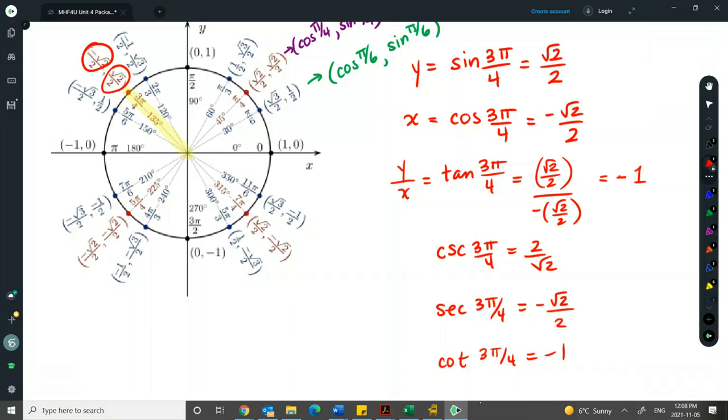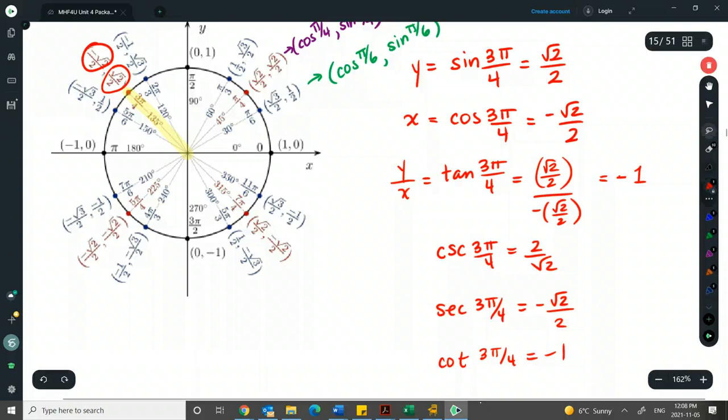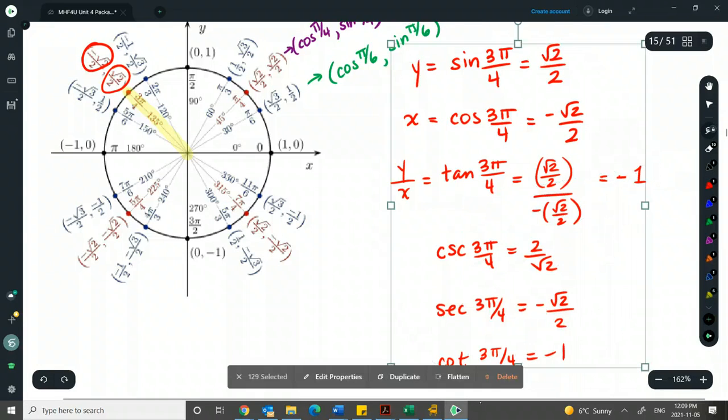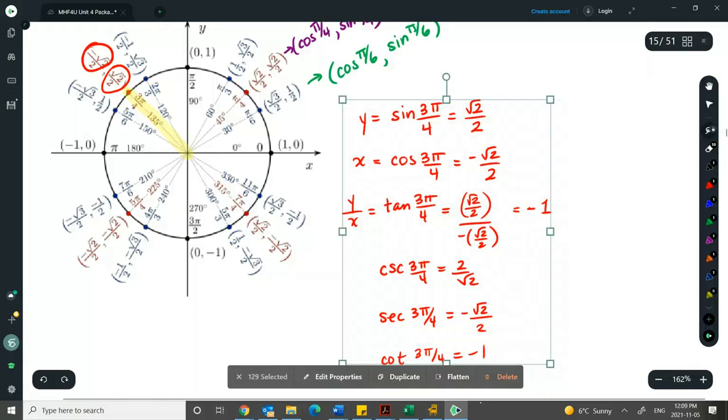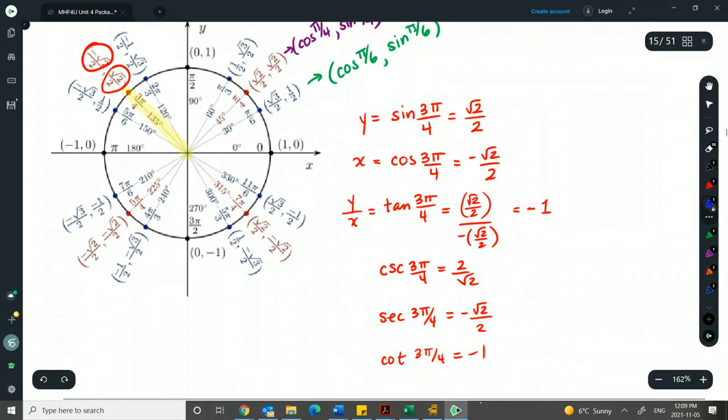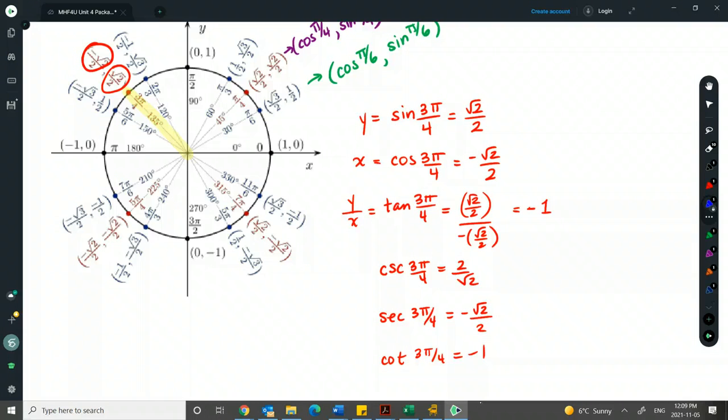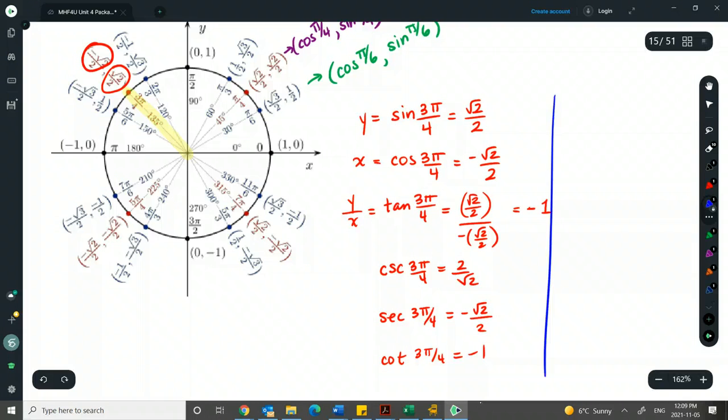Okay? This is an alternate way that we can do what we just did for lesson 2. Okay? This is how we can, if I know this circle, I could literally calculate any question. I can just use this whole circle for any possible question that I could have.